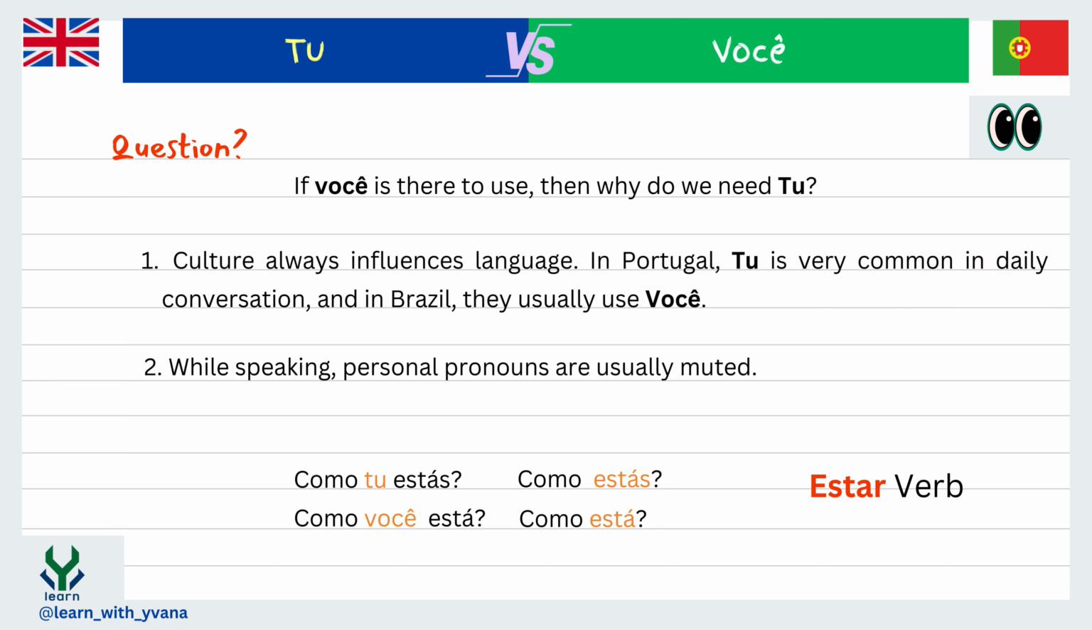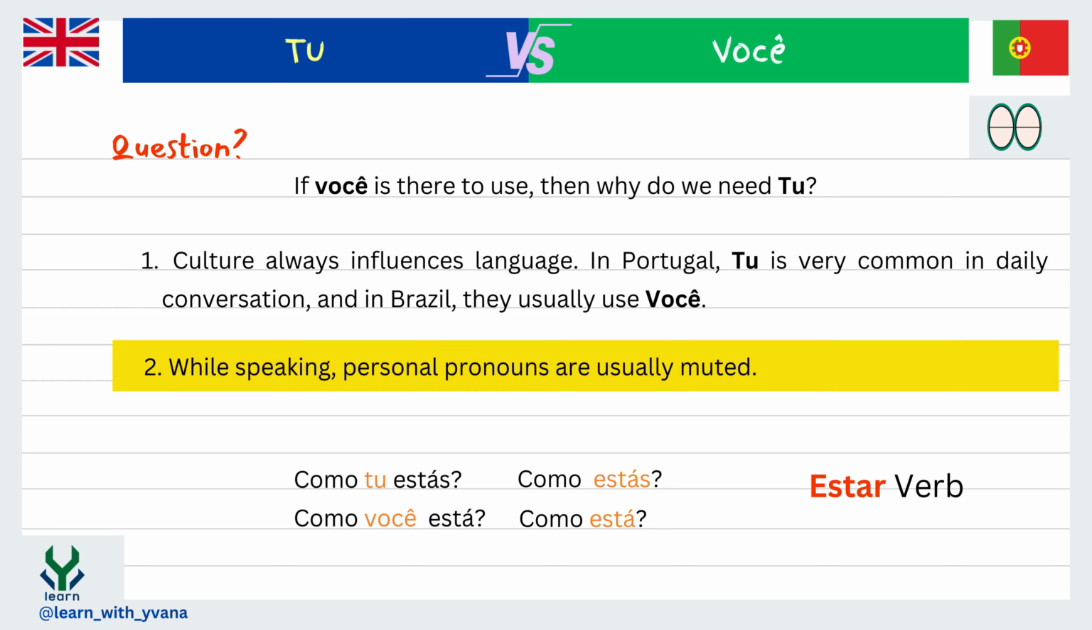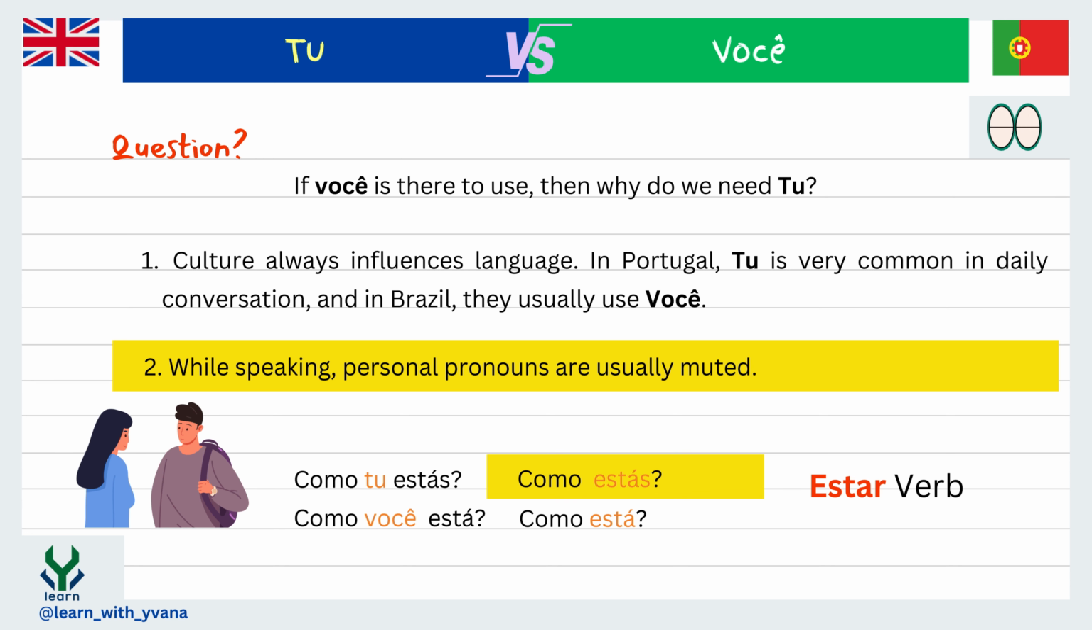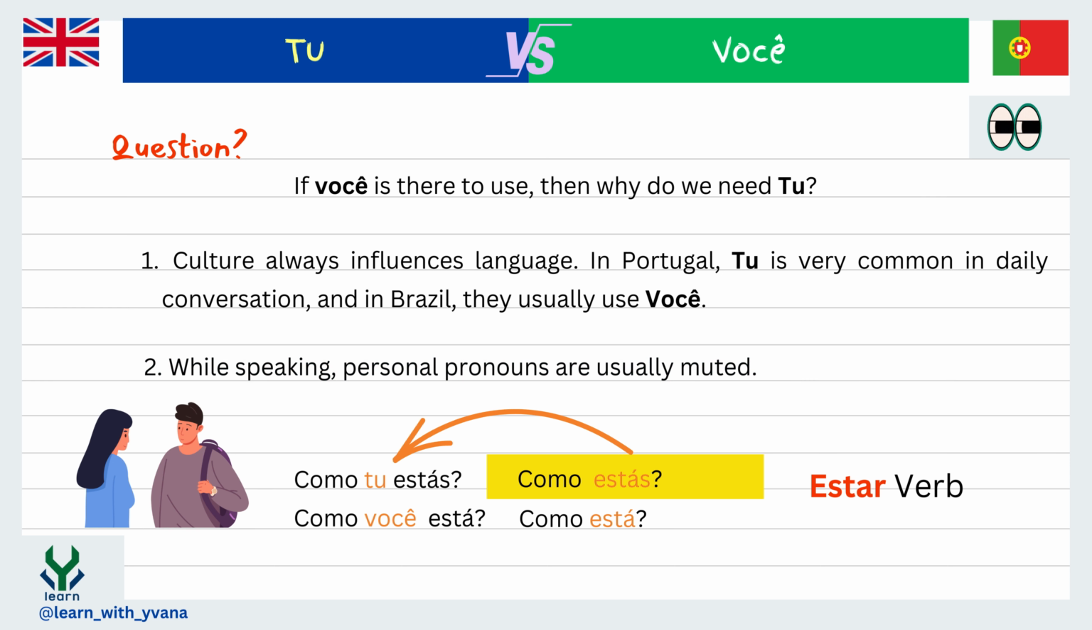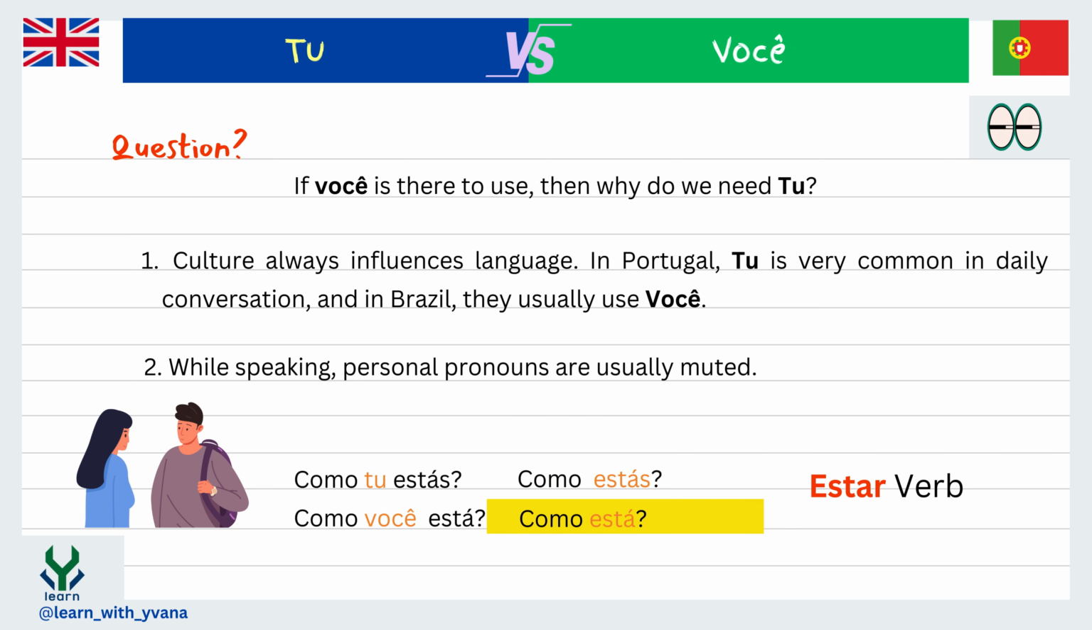In European Portuguese, while speaking, personal pronouns are usually muted. If you meet someone, he or she may start a conversation with how are you? That is, ¿cómo estás? Here the actual complete sentence is ¿Cómo tú estás? But tu is muted. However, the form of the verb estás refers to tu, and without the pronoun tu, you understand that the person is talking about you. Similarly, if he or she wants to use você to say how are you, that is ¿Cómo está?, the complete sentence is ¿Cómo você está? And here, você is muted. Here the form of the verb está refers to you or você.